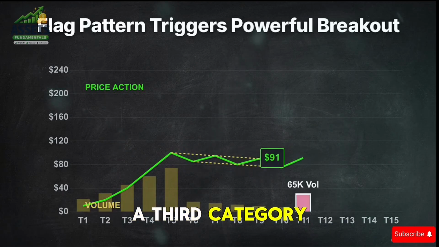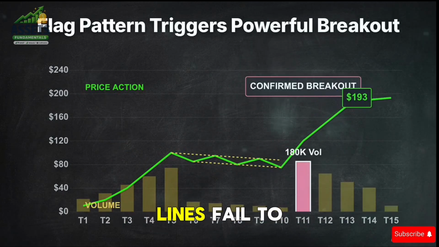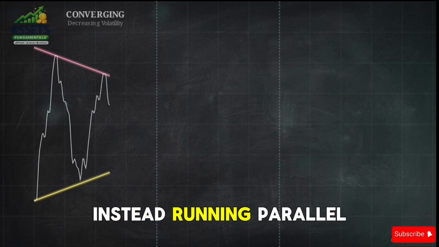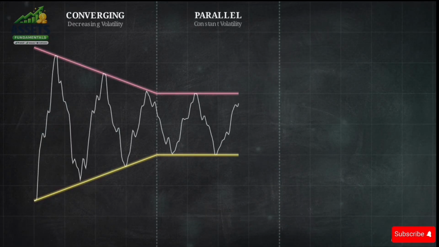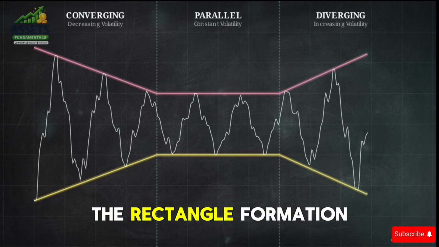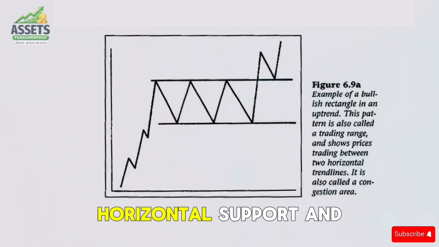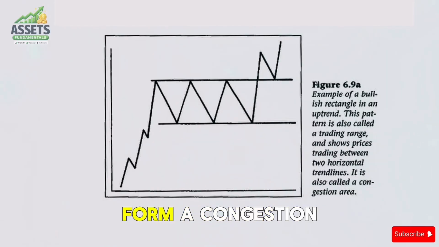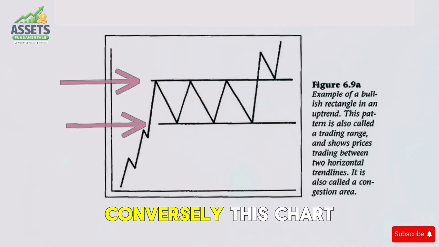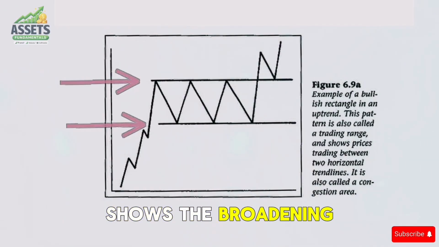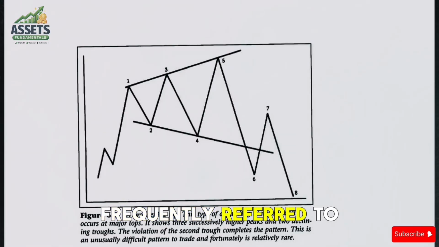A third category of patterns emerges when the boundary lines fail to converge, instead running parallel or actively diverging. This chart illustrates the rectangle formation, where the price trades sideways between parallel horizontal support and resistance lines to form a congestion area. Conversely, this chart shows the broadening formation, frequently referred to as a megaphone pattern, characterized by its diverging trend lines.